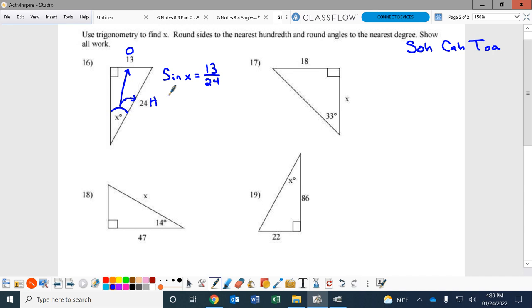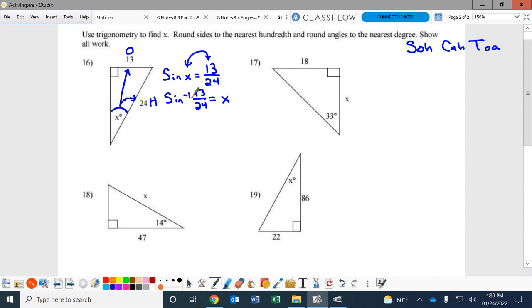Now, whenever you do an angle, remember you make it sine -1. You switch the x and the fraction over here. So that's going to be 13 over 24 equals x. Whenever it's sine of that x, whenever the angle is the unknown, you just switch these two. And then this is a matter of typing it out.